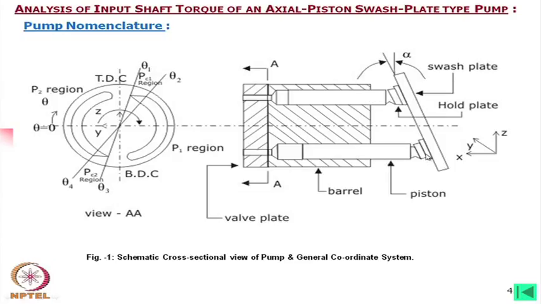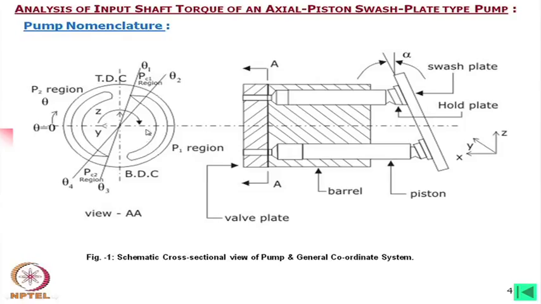In this case also, when it is moving like this, apparently the piston is to be pulled. You will find that there is a holding plate and a half circular bearing sort of thing which is pulling the piston out, otherwise there will be detachment.